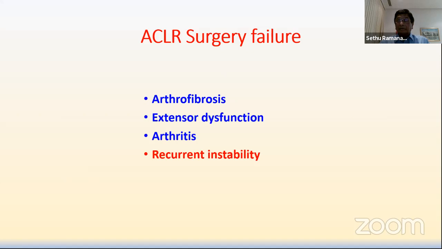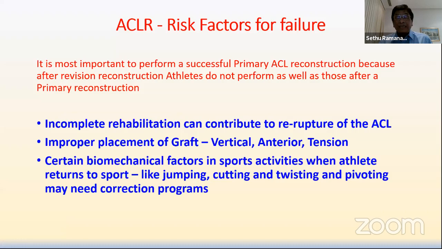Arthritis, and I think definitely arthritis can occur late stage, especially if the meniscus has been damaged along with the ligament. But I think the most dreaded failure would be recurrent instability. So I think we've got to get it right the first time, because after revision reconstructions, athletes do not perform as well as those after a primary reconstruction.